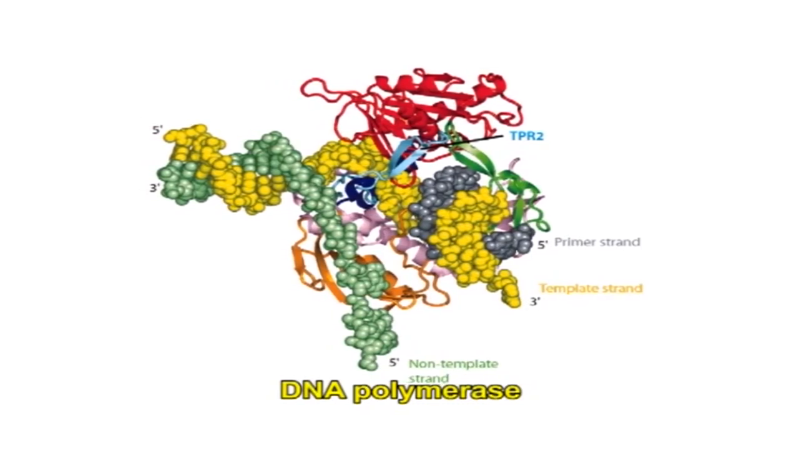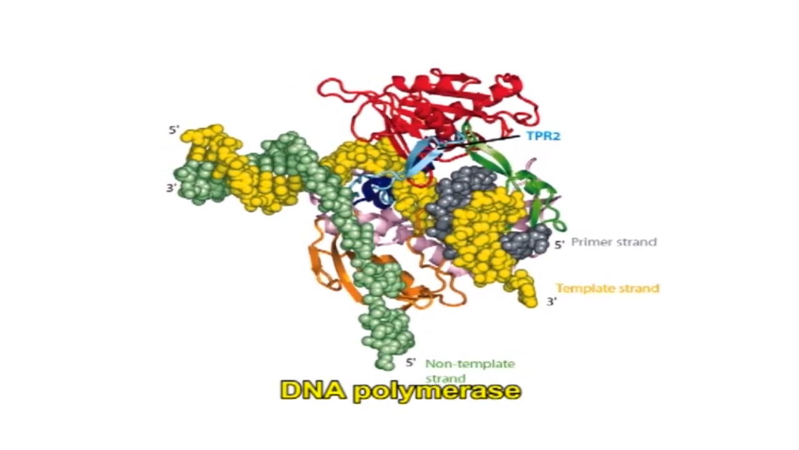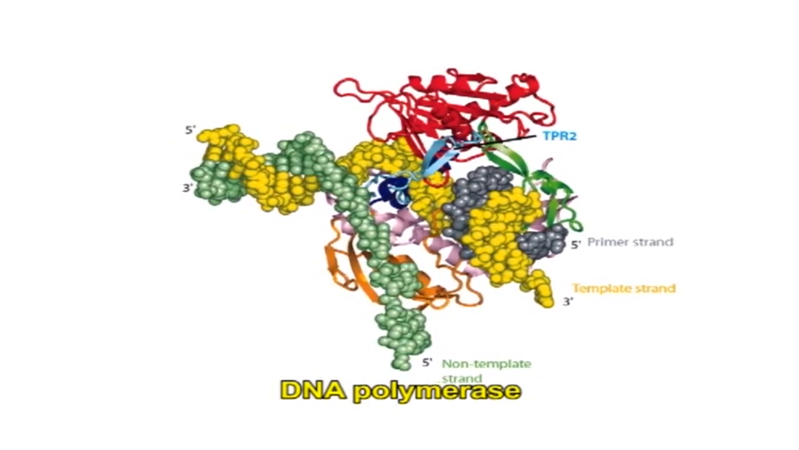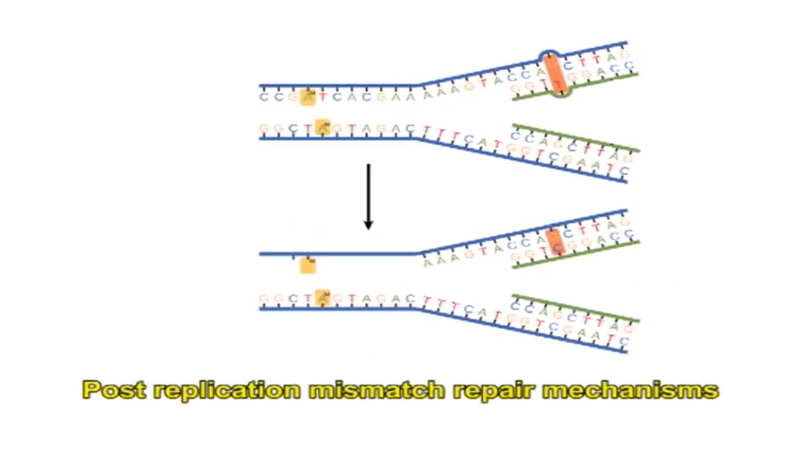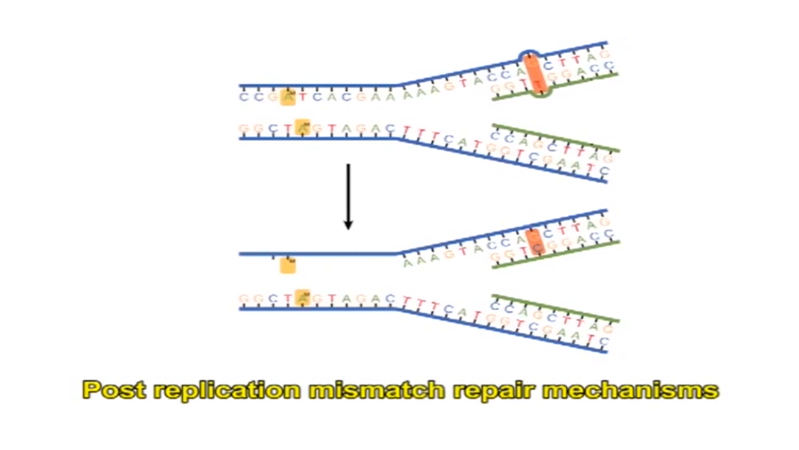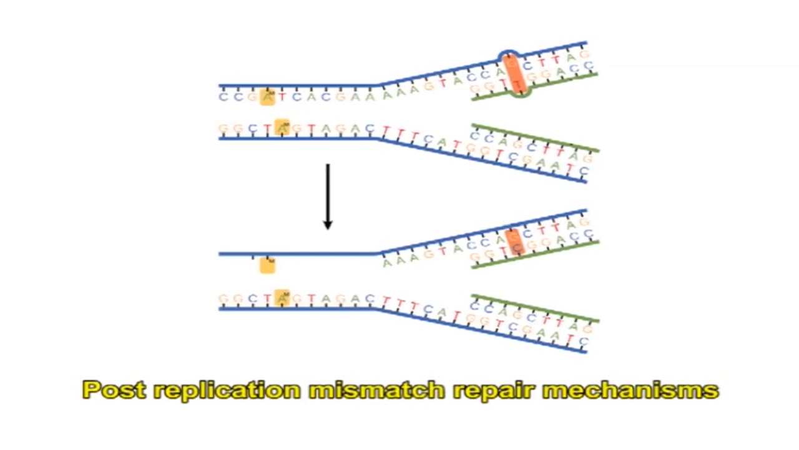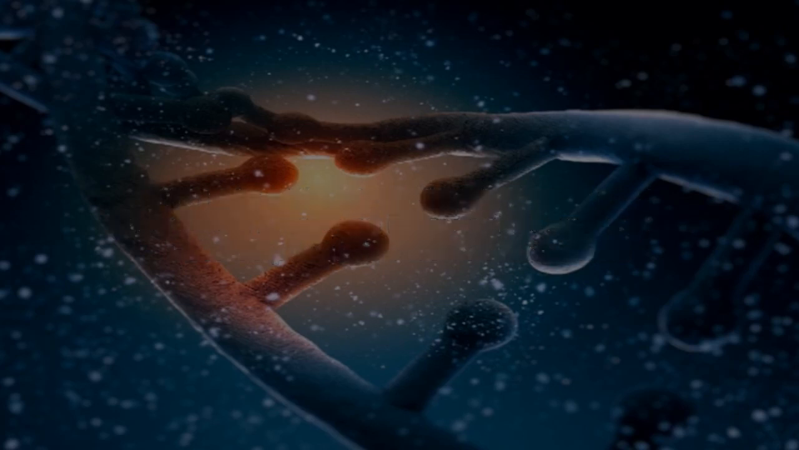Some DNA polymerase reactions also have the ability of proofreading. In order to correct the mismatched bases, they can remove the nucleotides from the growing strand. Post replication mismatch repair mechanisms finally monitor the errors in the DNA molecules. This has the capability of identifying mismatches in the newly synthesized DNA strand. The rate of DNA replication was first measured in phage infected E. coli as the rate of phage T4 DNA elongation.